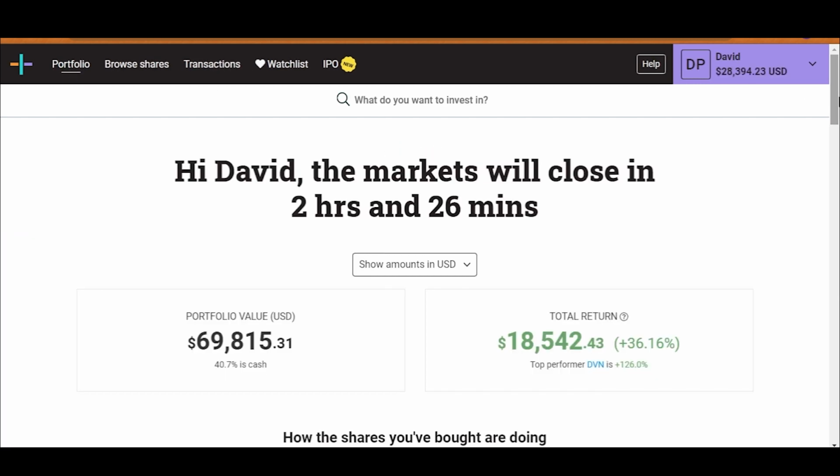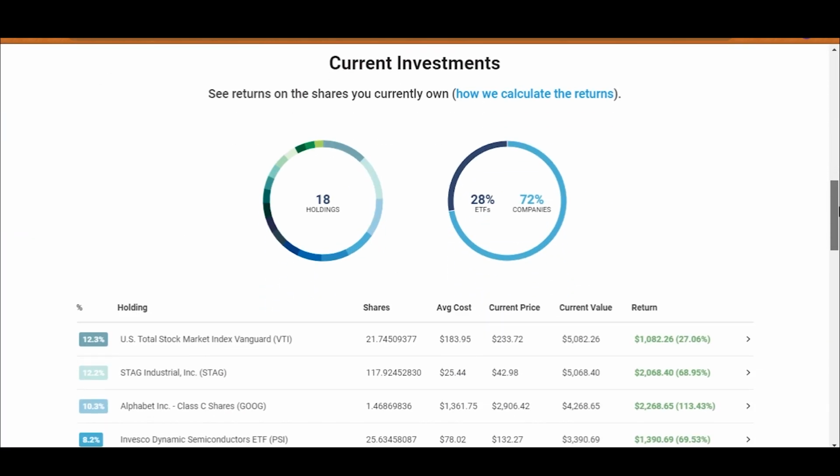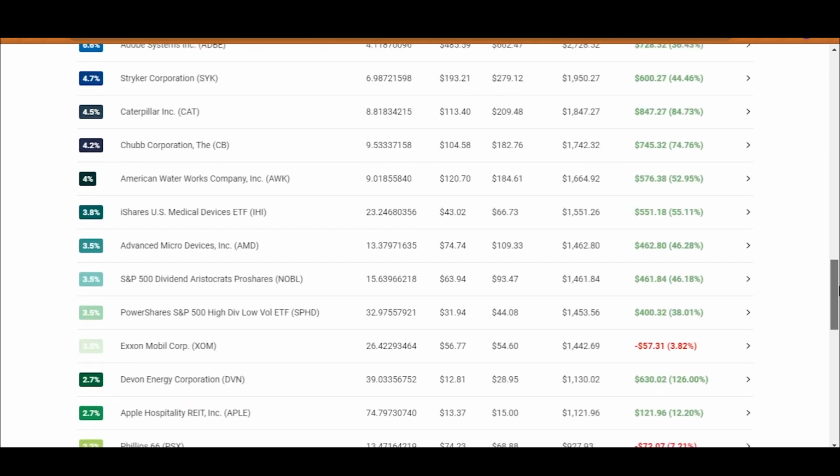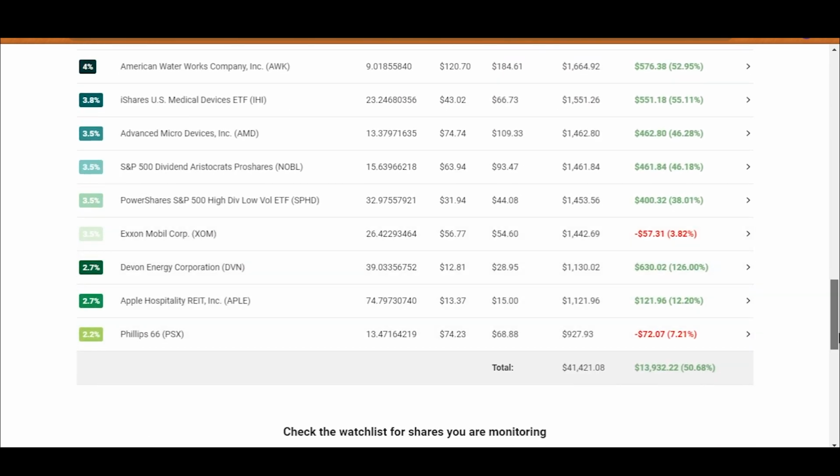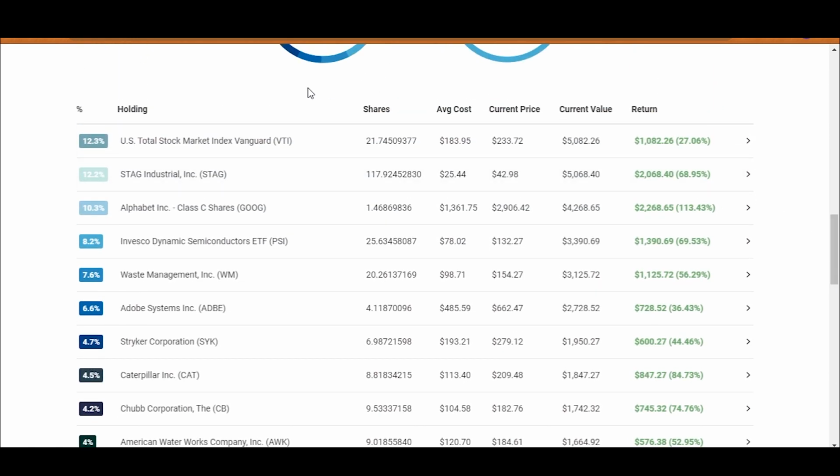All right, now let's go have a look at our portfolio. Now, every stock on my portfolio is in the positives apart from ExxonMobil and Philips. Now let's go have a look at the US total market index by Vanguard, ticker symbol VTI, has gone up 27% for me, and that's a return of $1,000.